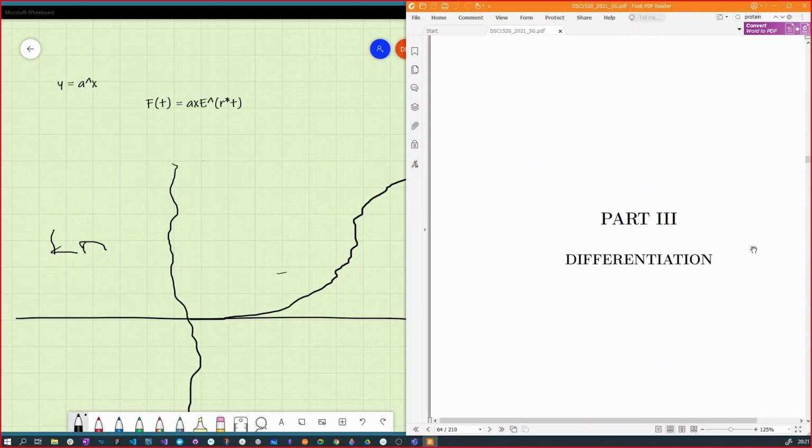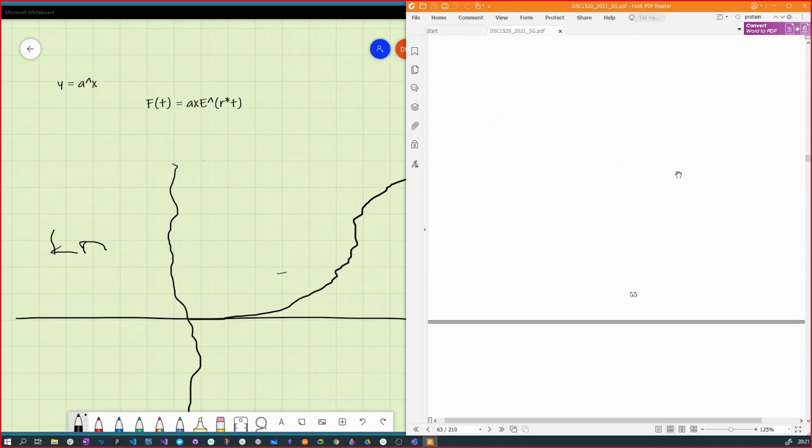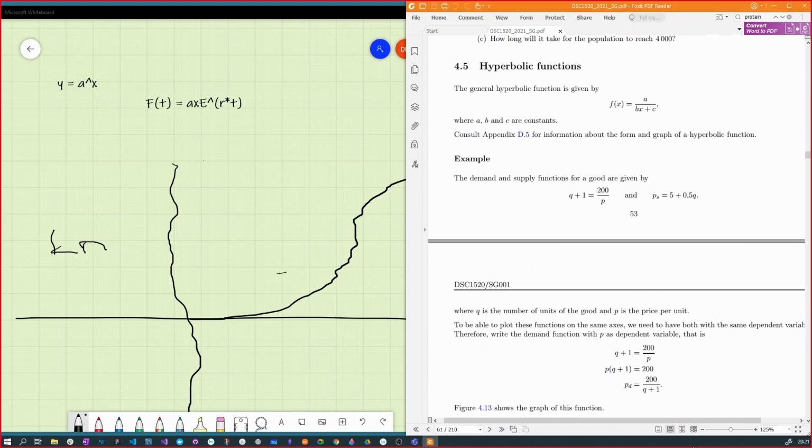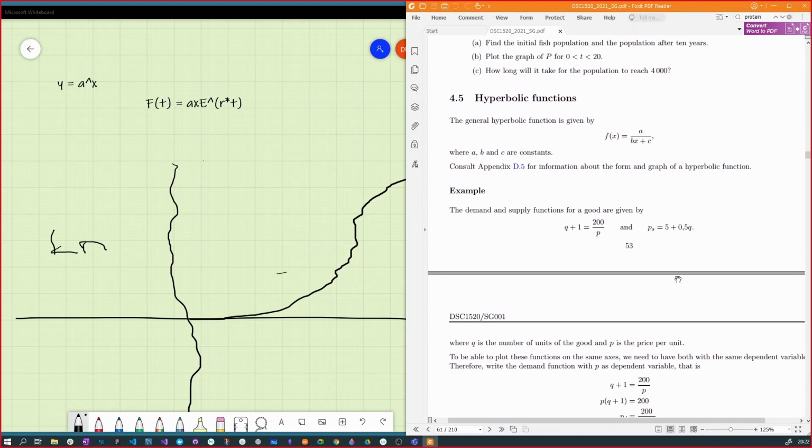And then the last example, and I'm really going to end it here, is just a short discussion on hyperbolic growth and functions. I mean, what can you say about that? I think the important thing here is just to remember that hyperbolic functions, which are on page 53, are modeled by this specific function, a over bx plus c. And if a is bigger than 0, then the function has a vertical asymptote. And if a is smaller than 0, then the function has a horizontal asymptote.